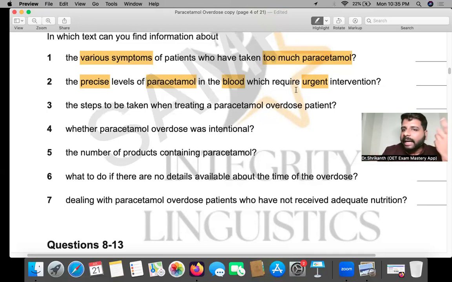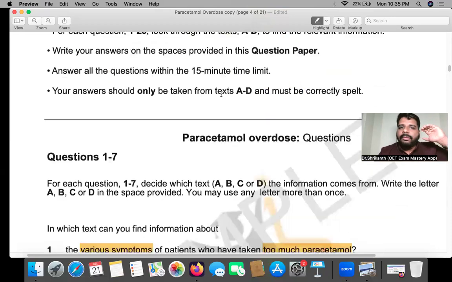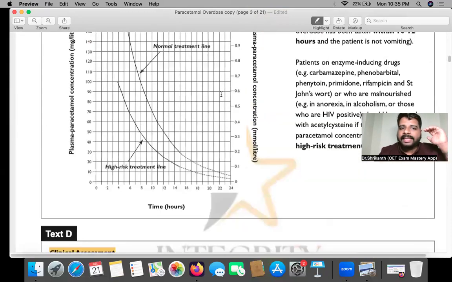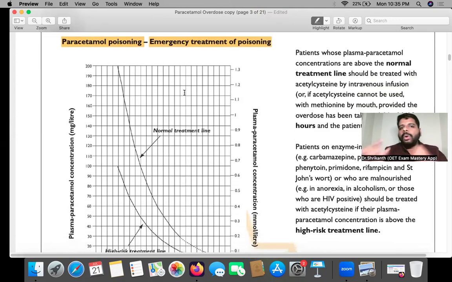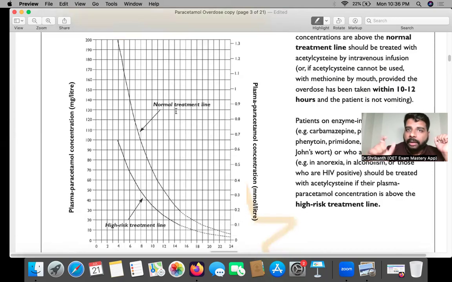And now, as soon as you read this, the precise levels of paracetamol in the blood which require urgent intervention, the chances are it is very likely to be in text C, because here you see urgent treatment, emergency treatment. So you're directly coming to text C, right? And now you need to confirm. Now the confirmation process. What's the question asking you? Specific levels, precise levels of paracetamol in the blood.